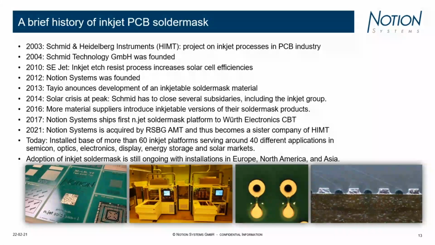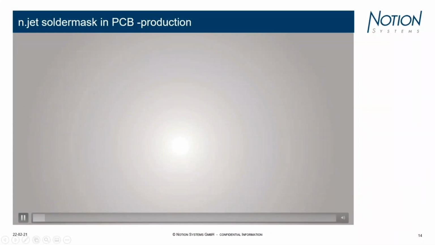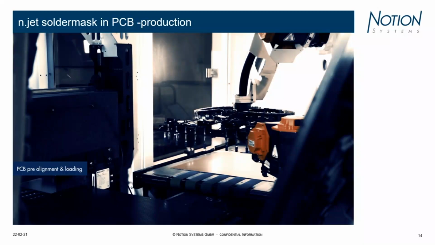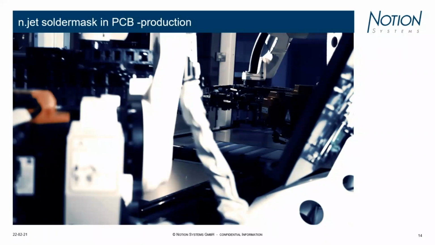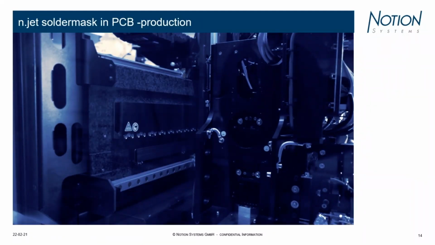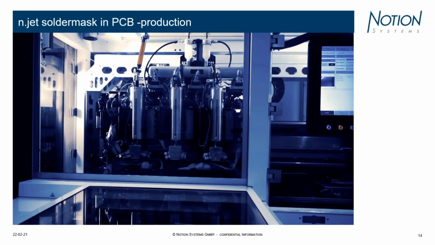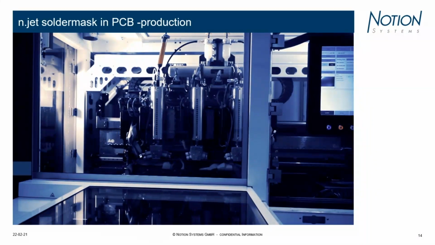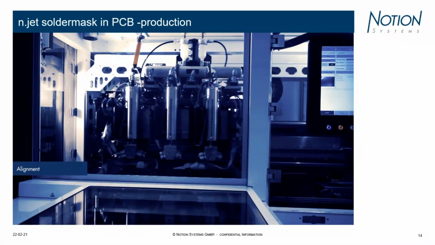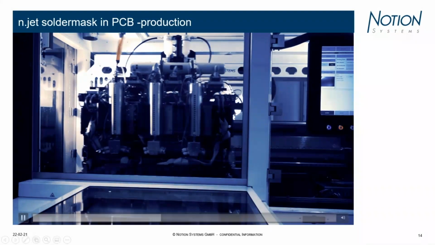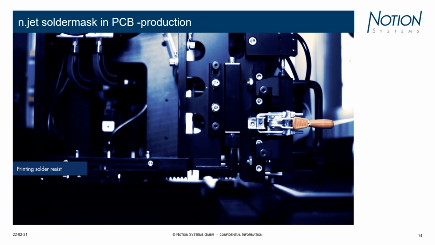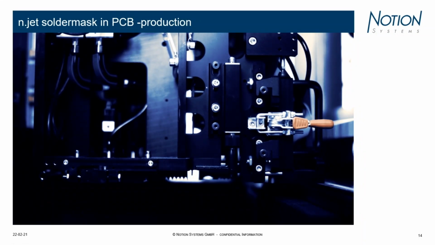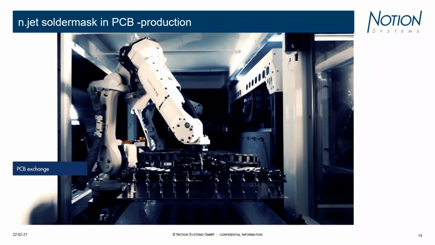I want to close the history lesson with a short video of how the inkjet solder mask works. It's automated loading of the PCB panels. We have automated alignment of the PCB on both sides. Now you see the printing process. The print heads are on the right-hand side, and you will see the UV light as it shines. So it's directly printed and cured in the same process step.